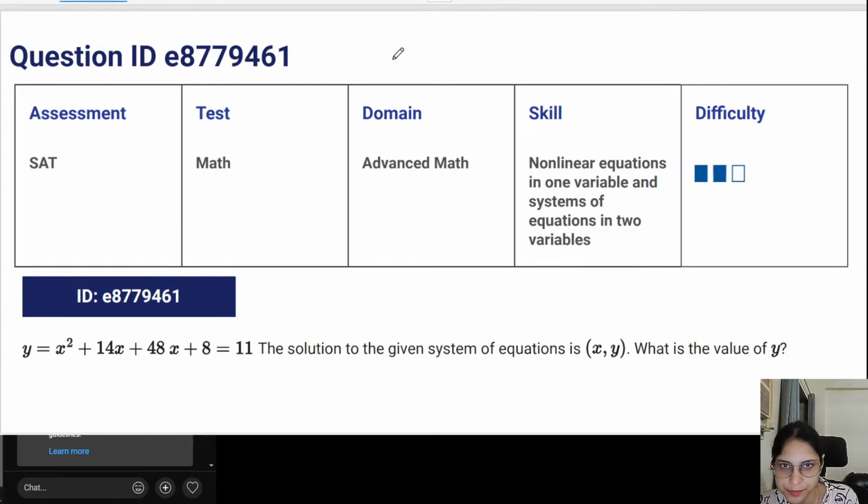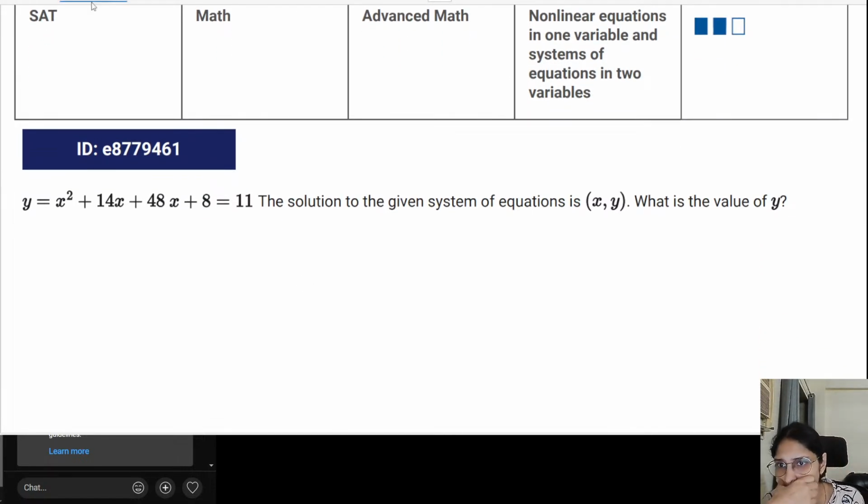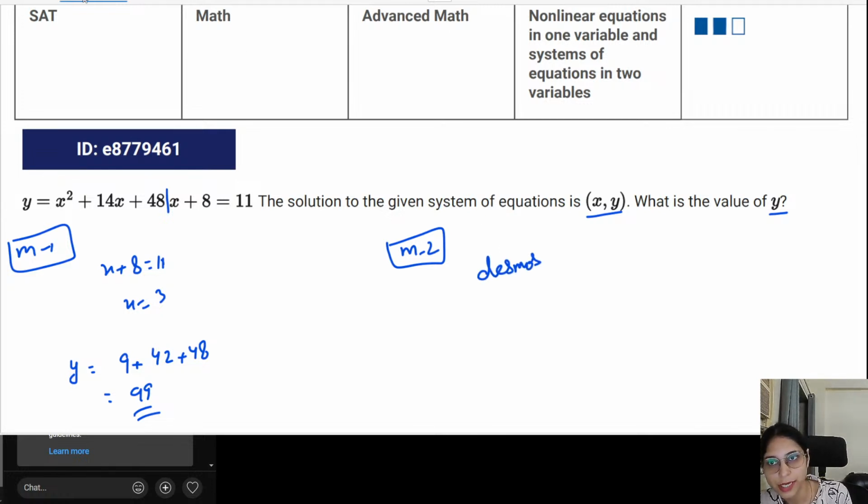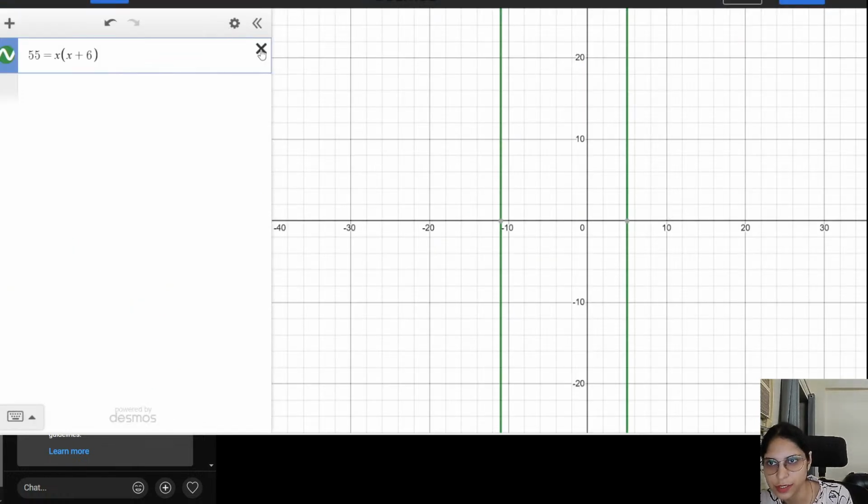Yeah, next is question number 84. Okay, y is equal to x squared plus 14x plus 48, and x plus 8 is equal to 11. This is the system. What is the value of y? So we'll just use Desmos. Or if you see, the value of x is directly 3. So y will be 3 squared is 9, 14 times 3 is 42, plus 48, 99. So you can solve it also because you will get the value of x, or you can do the entire thing in Desmos, or after this you can put it in Desmos. Everything is fine.